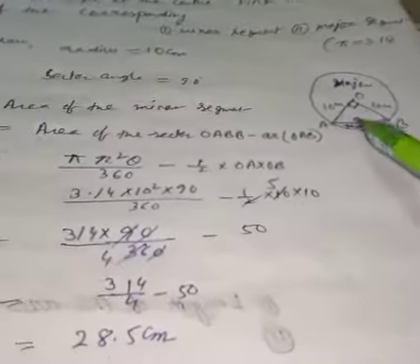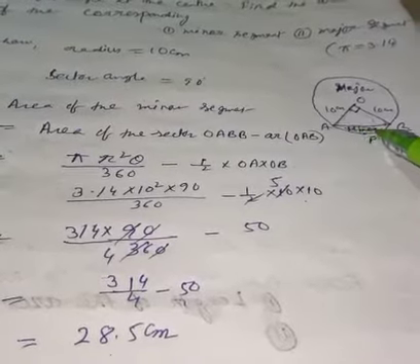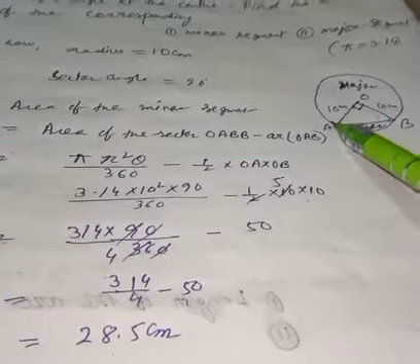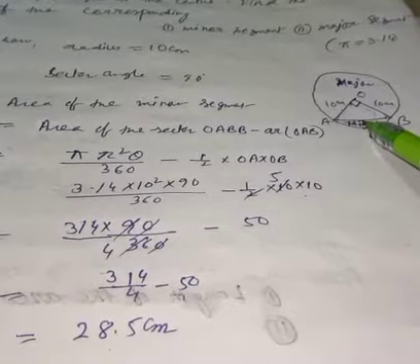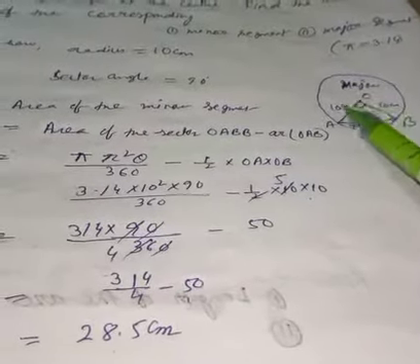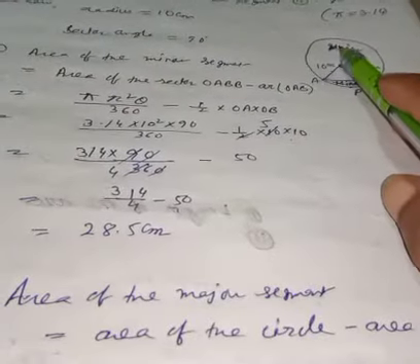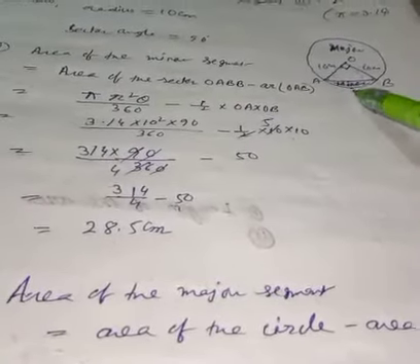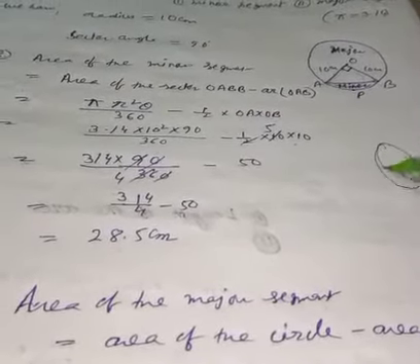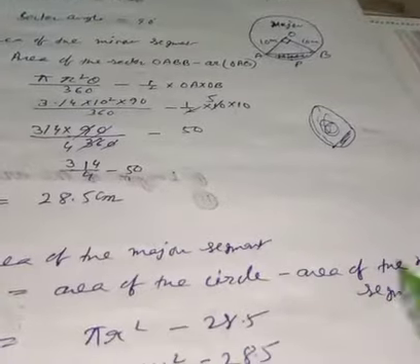Now you need to find the area of the major segment. See, which part is the major segment? This is the minor segment, this part you already got. After this chord AB, this whole part is the major segment. So the area of the major segment is what? You can find the area of the circle minus the area of this minor segment. From this whole circle, if you subtract this area, then you will get this part. This part is the major segment. So the area of the major segment is the area of the circle minus the area of the minor segment.